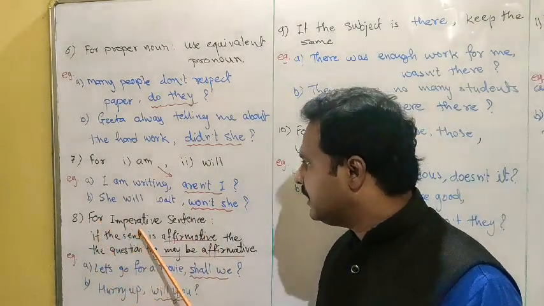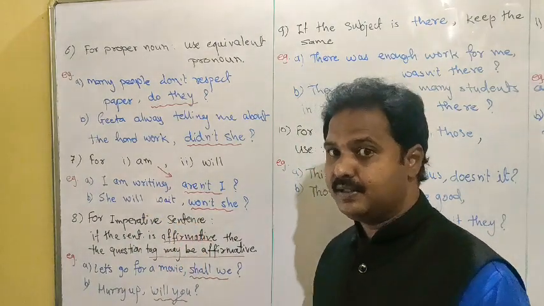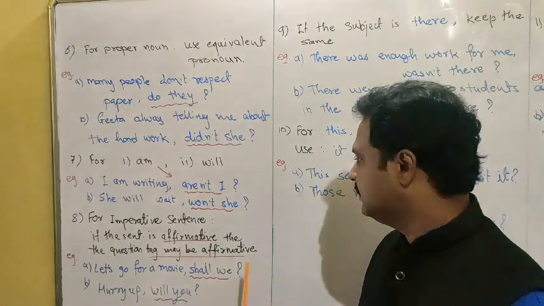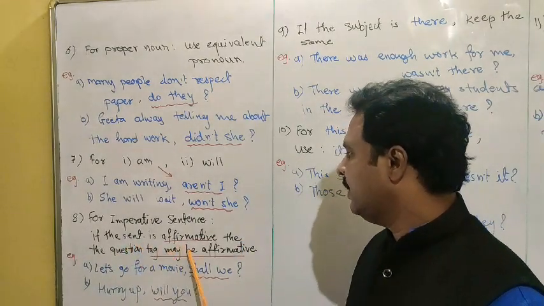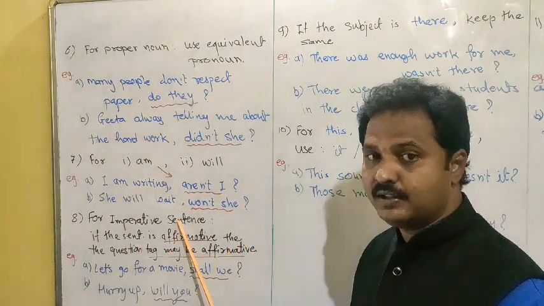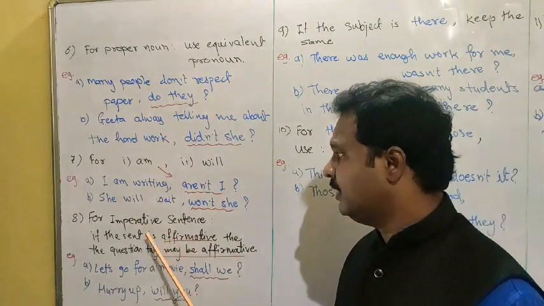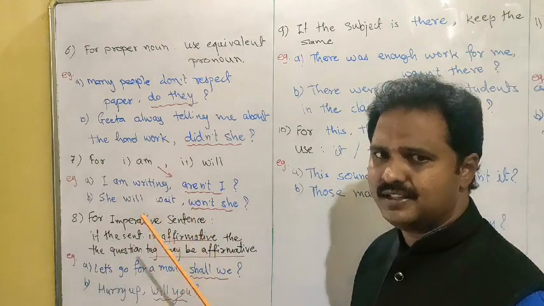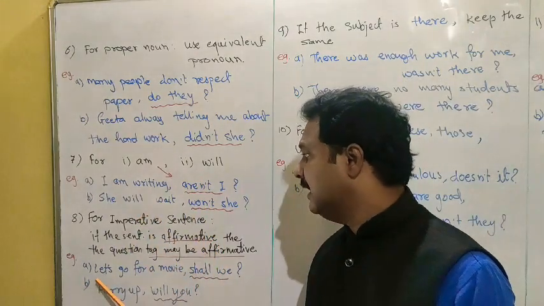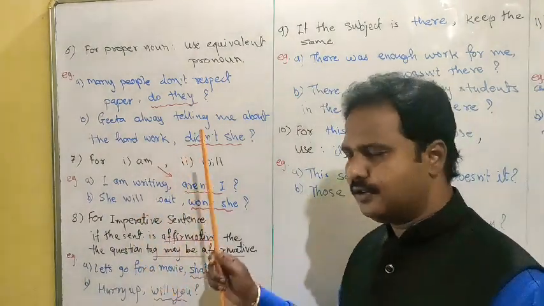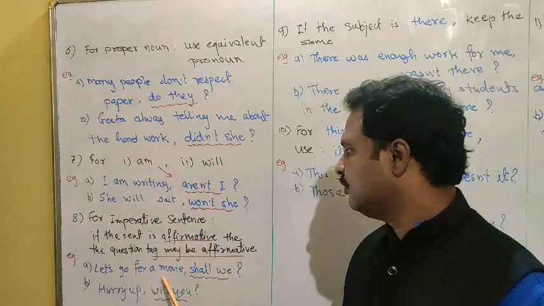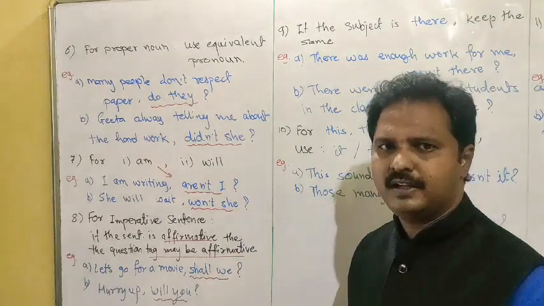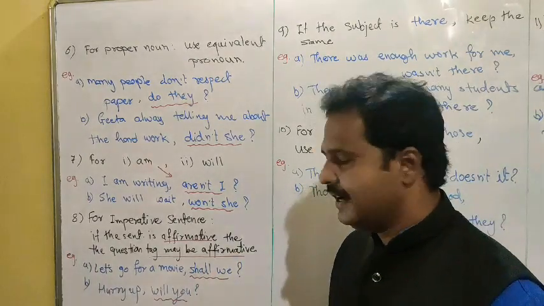And the next one, let us see. For an imperative sentence, if the sentence is affirmative, the question tag is also affirmative. Do not use not. Example: let us go for a movie. Let us go for a movie, shall we? It is a future tense that we use.